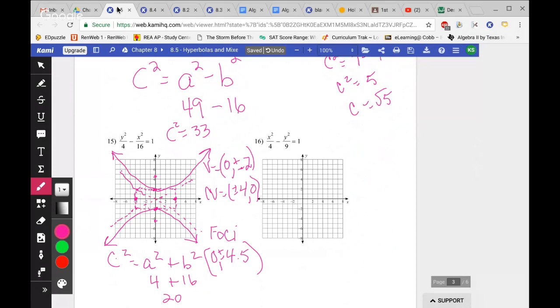Any questions? So what are the vertices in this case? And how is this going to open? This number 16. Horizontally? It's going to open horizontally. Good job. Because the x is in the first position, and that tells us where our vertices are. So this is plus or minus 2, 0.